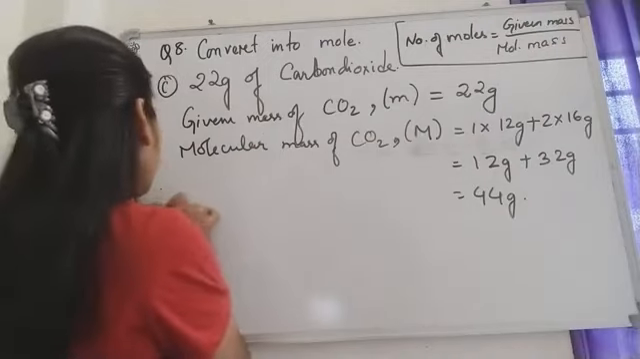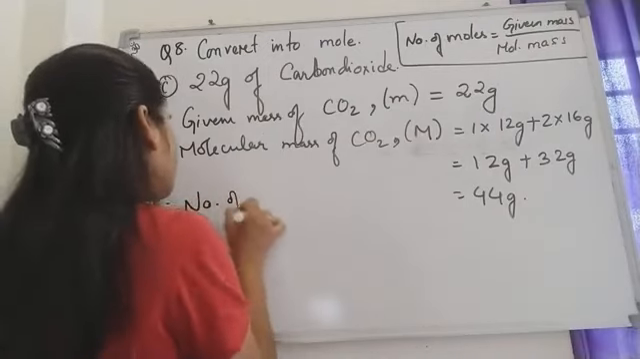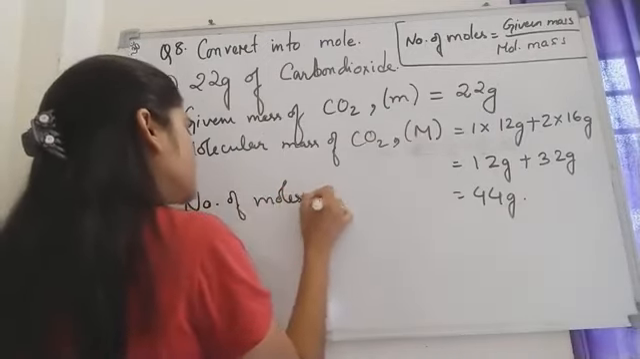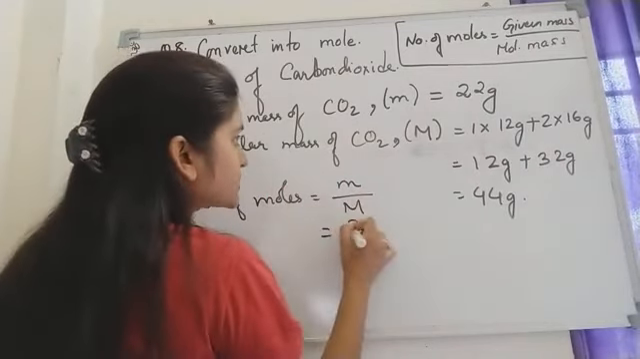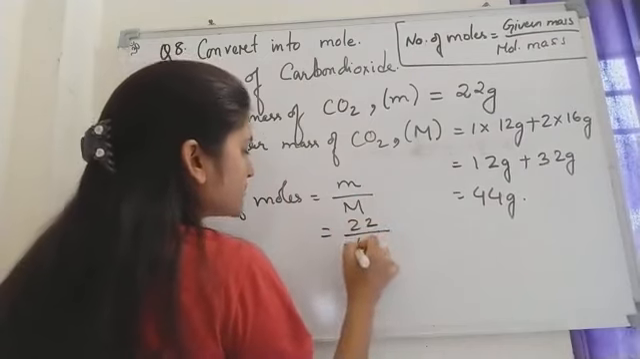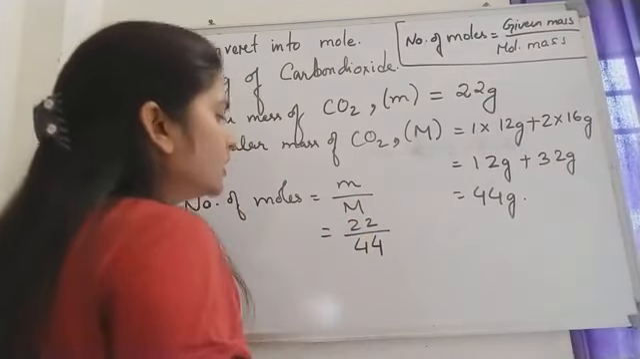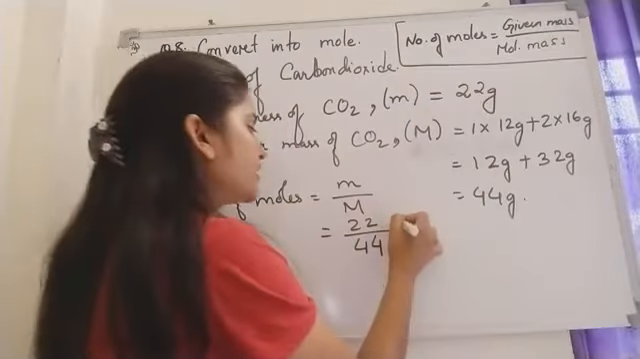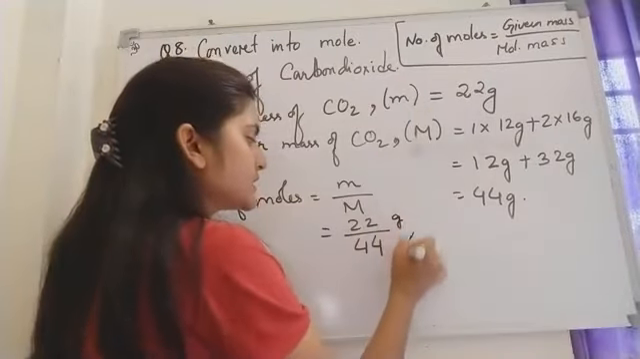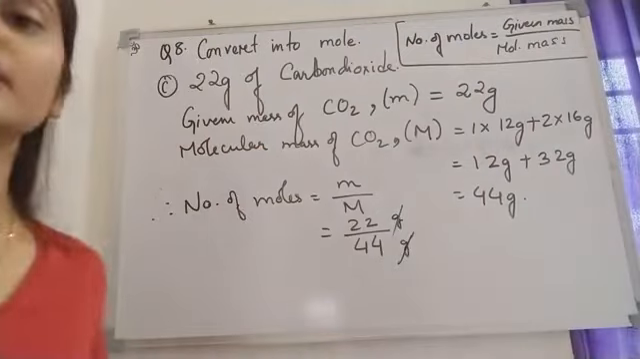So therefore, number of moles is equal to small m by capital M. My small m is 22, my capital M is 44. Now some of you must be confused about why I am not writing the grams. Even if I write the grams, they will be cancelled. Yes, they are the same unit, so I am just not writing it.